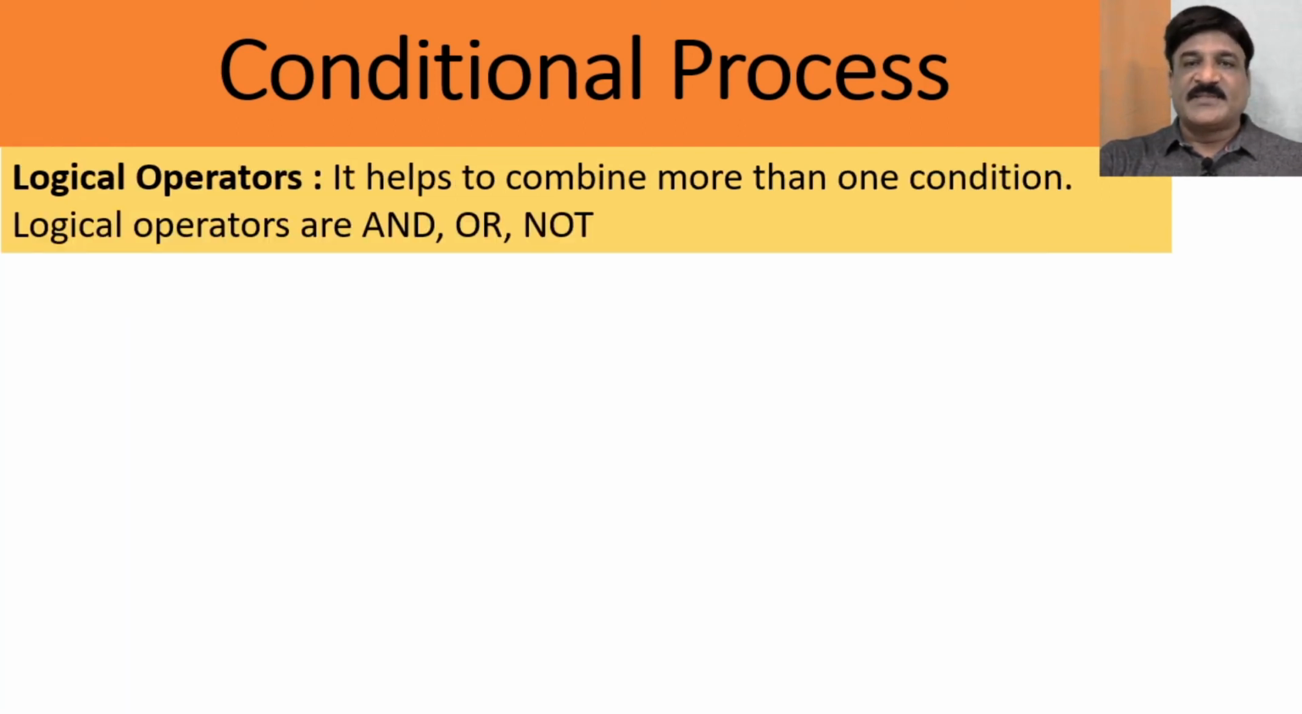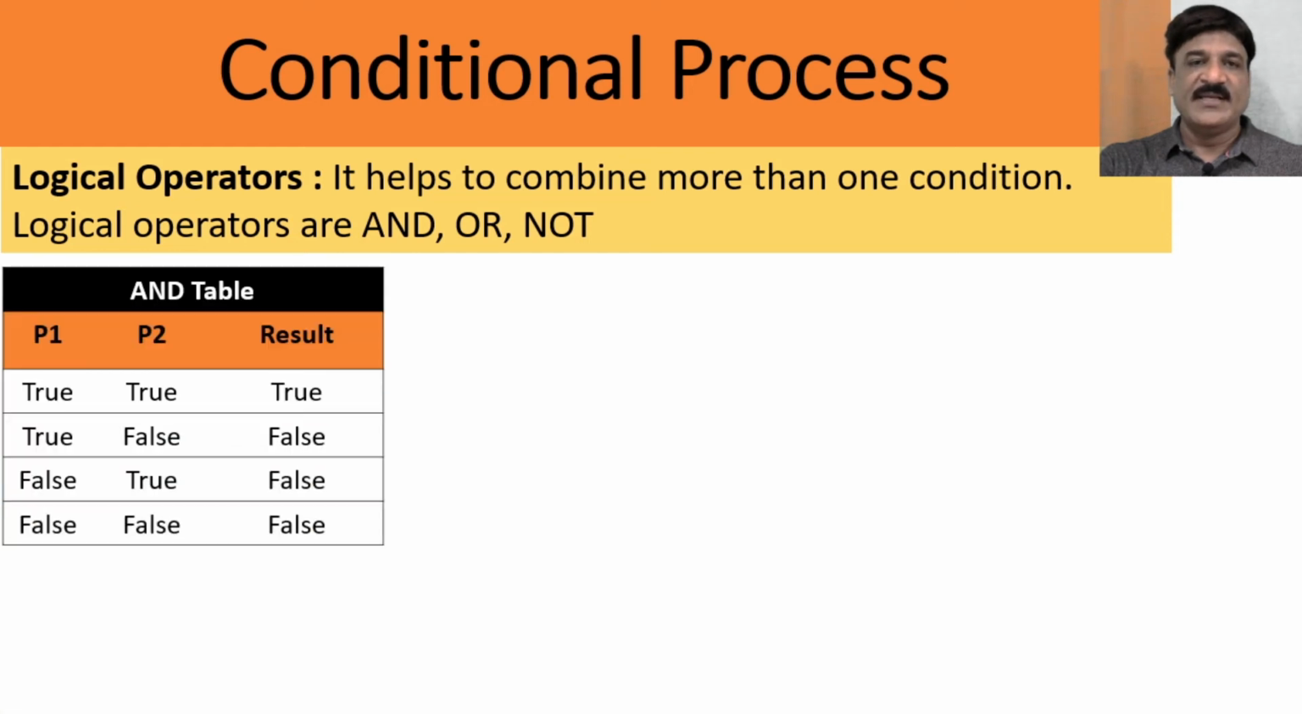Logical operators. Okay, they help to combine more than one condition, and basically there are three types of logical operators: AND, OR, and NOT. Okay, and this is basically a truth table of your AND. So here P1 and P2 are referred to as statements or conditions. So what this table says: if P1 is true, P2 is true, then overall result is what? True. True, false, false. False, true, false. False, false, false.